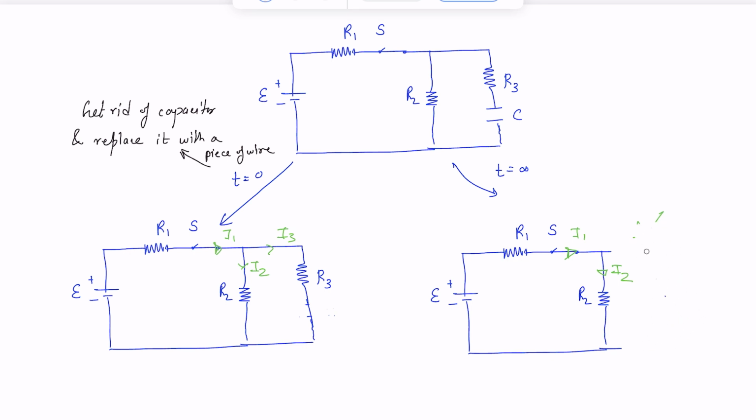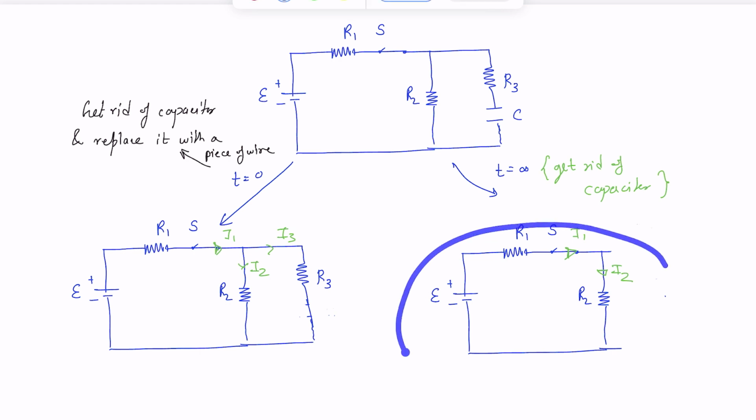So when t equals infinity, get rid of the capacitor. That's it. Do not replace it with anything. Now the circuit becomes even simpler. You just have R1 and R2 in series. You can calculate what current is going through each of them. They will be the same, because the resistors are in series. So that's the quick tip for you.